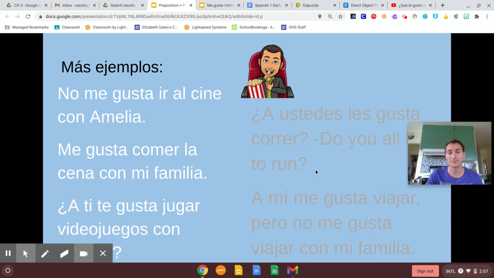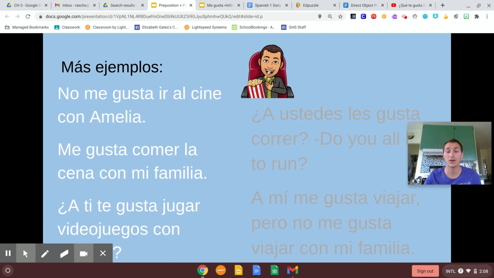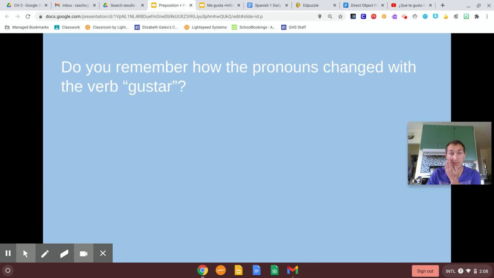Do you all like to run? When you're asking multiple people, a ustedes les gusta correr. We use the a here, which is one of those prepositions. A ustedes. A mí me gusta viajar. A mí me gusta viajar, to travel, pero no me gusta viajar con mi familia. But I don't like to viajar con mi familia, with my family.